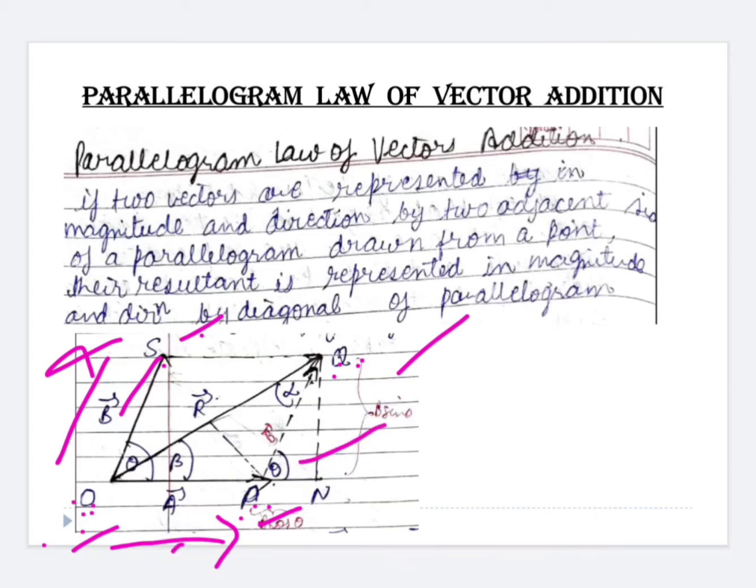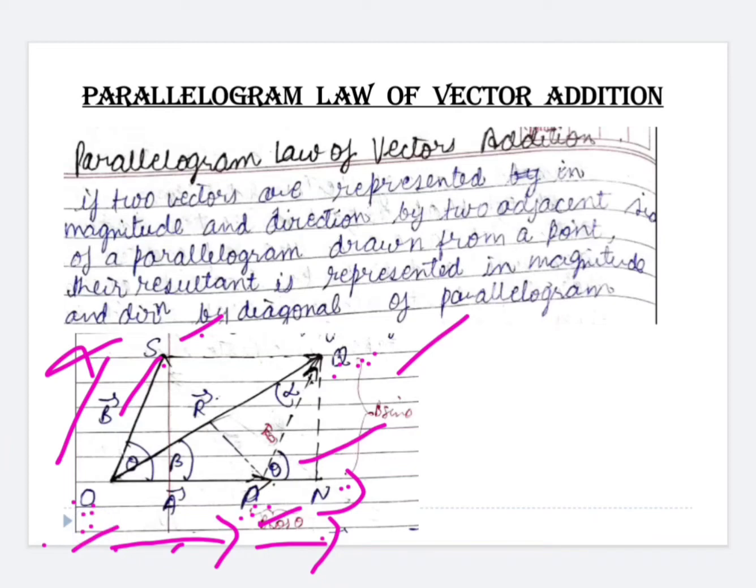First of all, we have to extend the side OP. You can see this OP is extended to point N. This is the point N. And QN is made perpendicular to the extended side ON. So now we have this right angle triangle OQN.